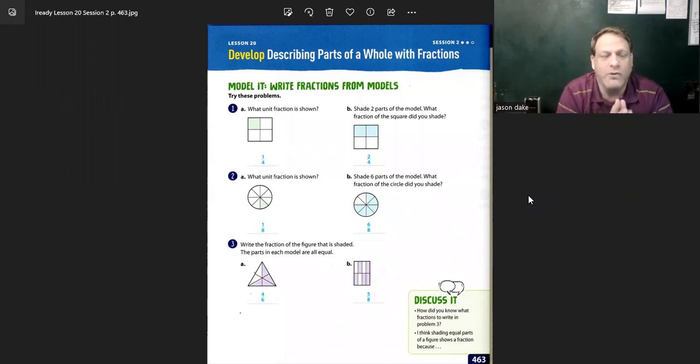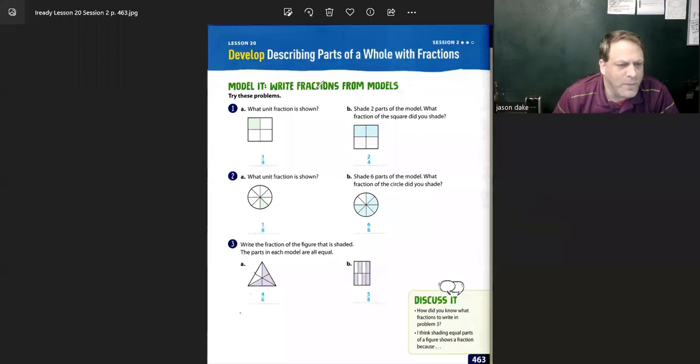Now we're going to switch over to lesson 20 session 2. This is a blue label, probably done in a classroom. Let's use Develop: describing parts of a whole with fractions. Model it. Write fractions from models. So let's go to number 1, get my trusty pencil.